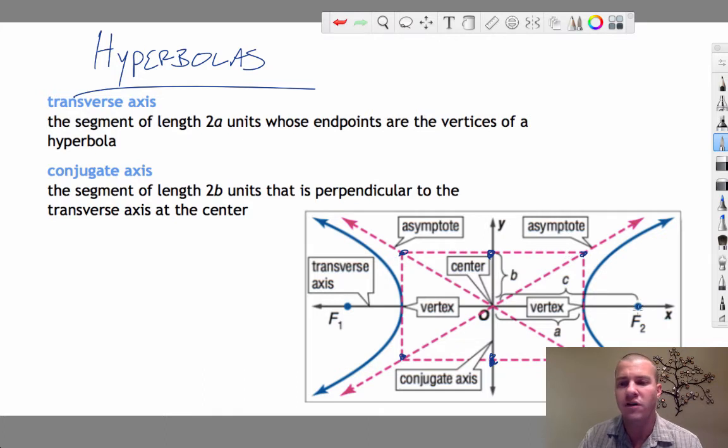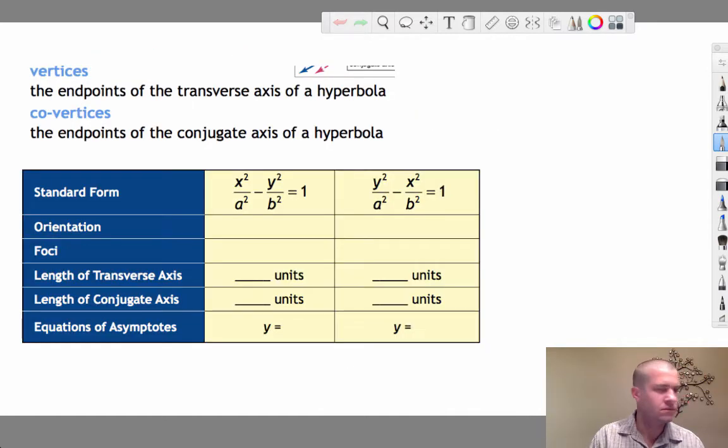And they also have two foci as well, but they're inside each part of the hyperbola, very similar to a parabola. So you have the vertices, which are the endpoints of the transverse axis, or that major axis, and the co-vertices are the endpoints of the conjugate axis.